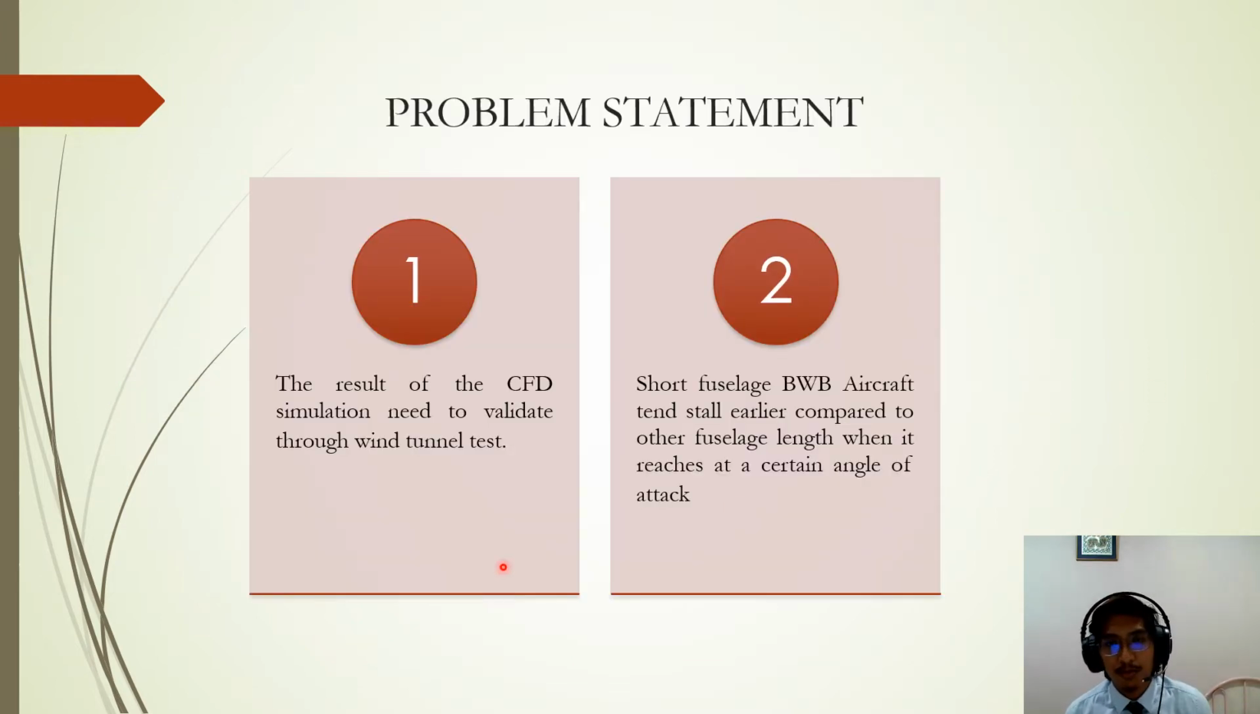Okay, so we go to the problem statement. There are two problem statements in this project. Firstly, the result of the CFD simulation needs to be validated against the wind tunnel test, since this project had been run before by a senior, but they used the CFD method with the Snoopycar software. In order to ensure that the value they got is acceptable or not, we have to use the wind tunnel method. Next, the short fuselage of the BWB aircraft tends to stall earlier compared to other fuselage lengths when it reaches a certain angle of attack.